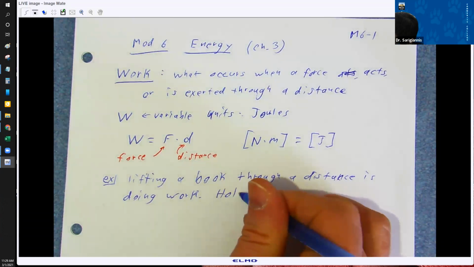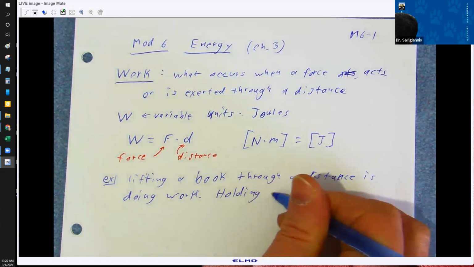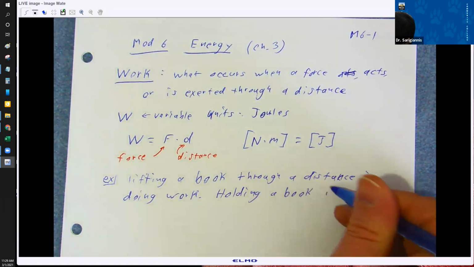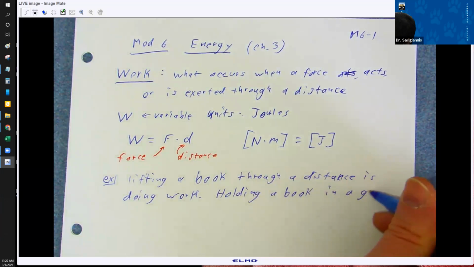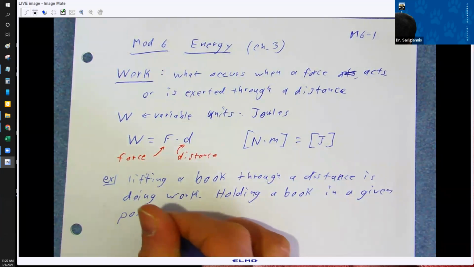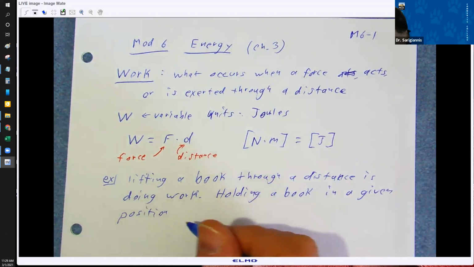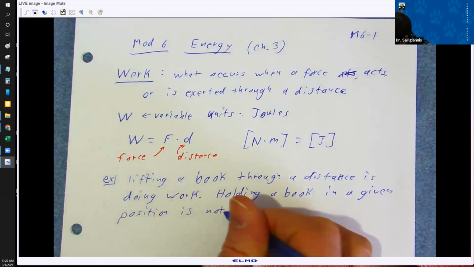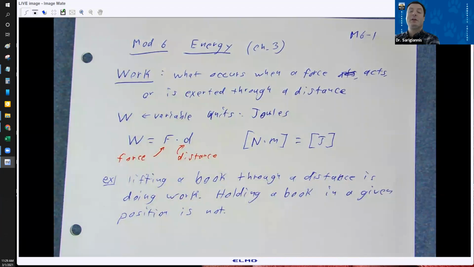Holding a book in a given position is not work.